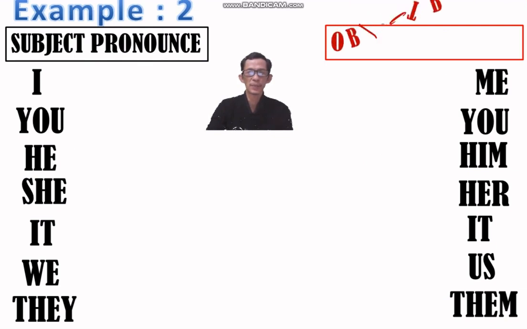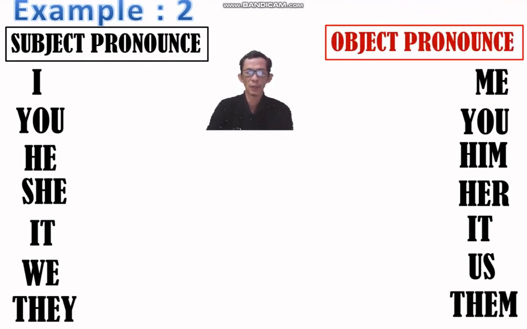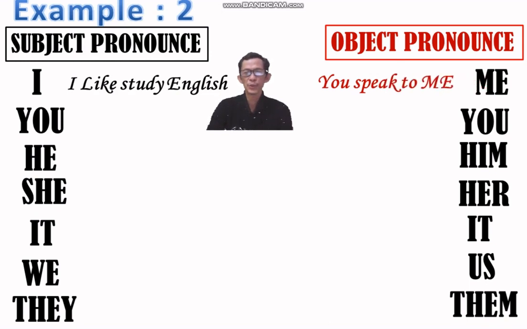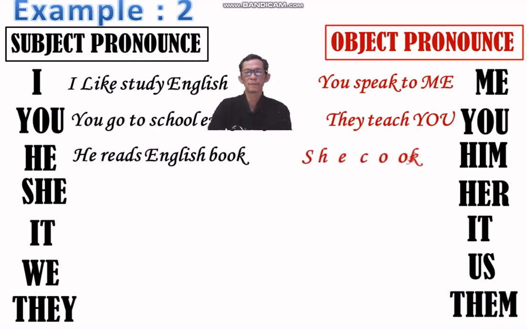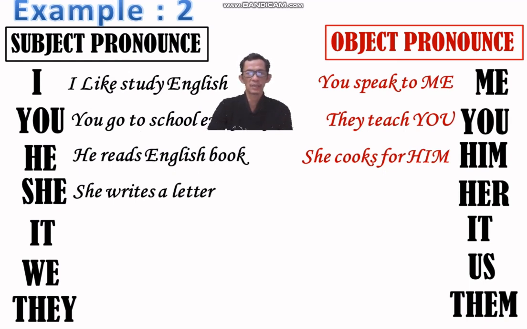Okay, this is example 2. How to make a simple sentence with subject pronouns and object pronouns. Example: I like to study English. You speak to me. You go to school every day. They teach you. He reads an English book. She cooks for him. She writes a letter.